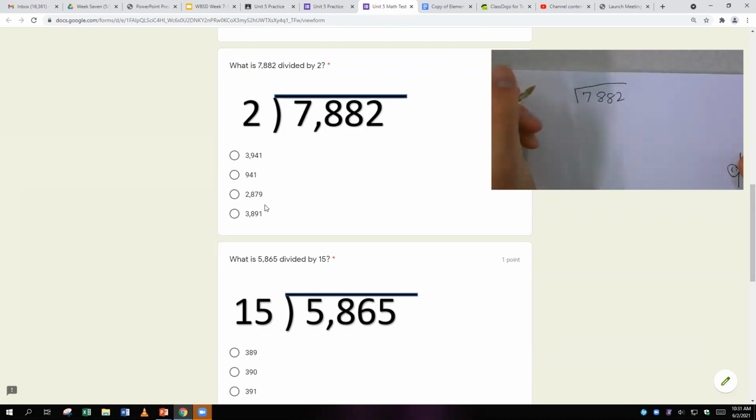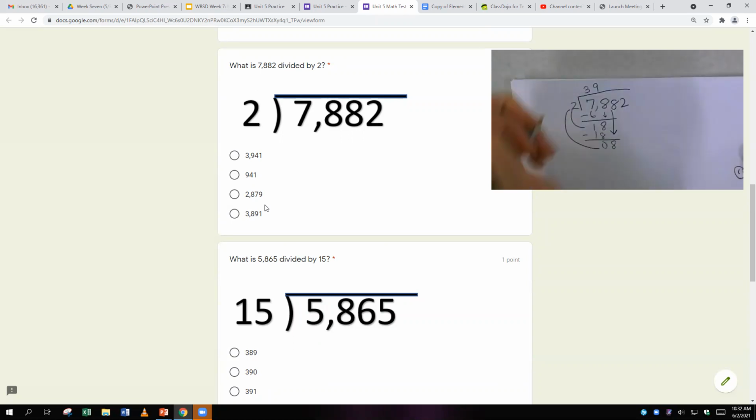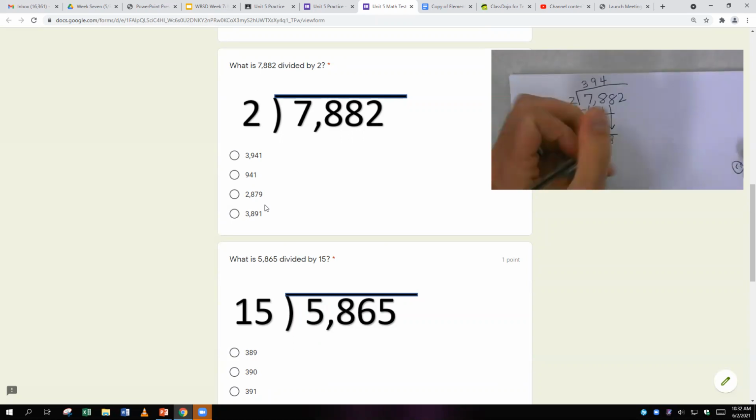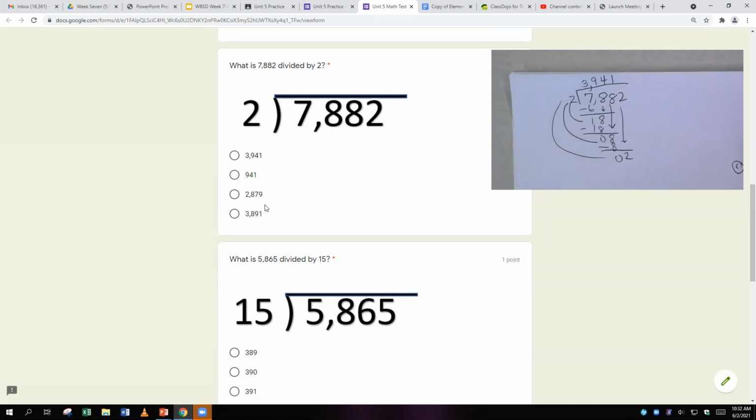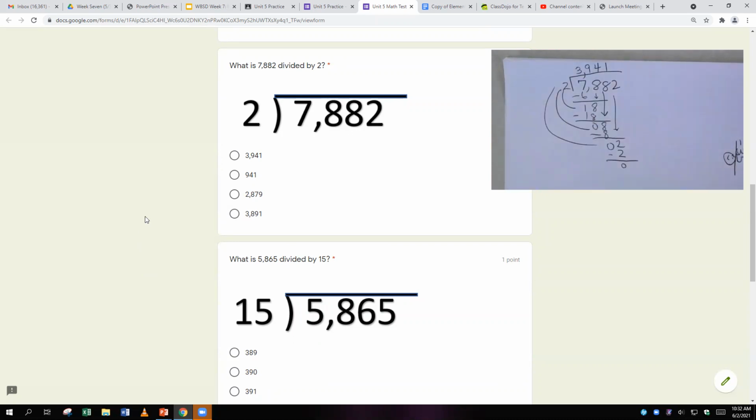And then we have 7,882, and we are making groups of just 2. So how many 2s go into 7? 3. What's left over? 1. Bring down the 8. How many 2s go into 18? 9. What's left over? Nothing. Bring down the 8. How many 2s go into 8? 4 2s go into 8. What's left over? Nothing, it went perfect. And how many 2s go into 2? 1. You pull out one group of 2 from 2. What's left over? Nothing. It took everything. Therefore, the answer is 3,941.